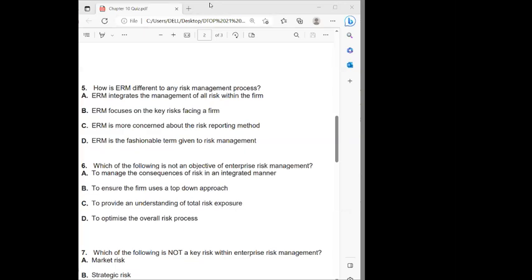ERM integrates the management of all risks within the firm. ERM focuses on the key risks facing a firm. ERM is more concerned about the risk reporting method. ERM is the fashionable term given to risk management. I think the answer is quite obvious if you look at the given responses, right? So the correct answer is A. Correct answer is A. Question number 5.